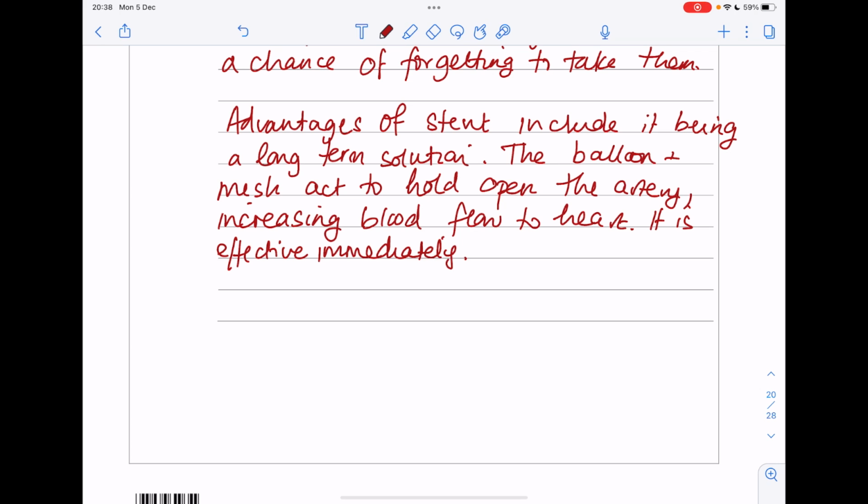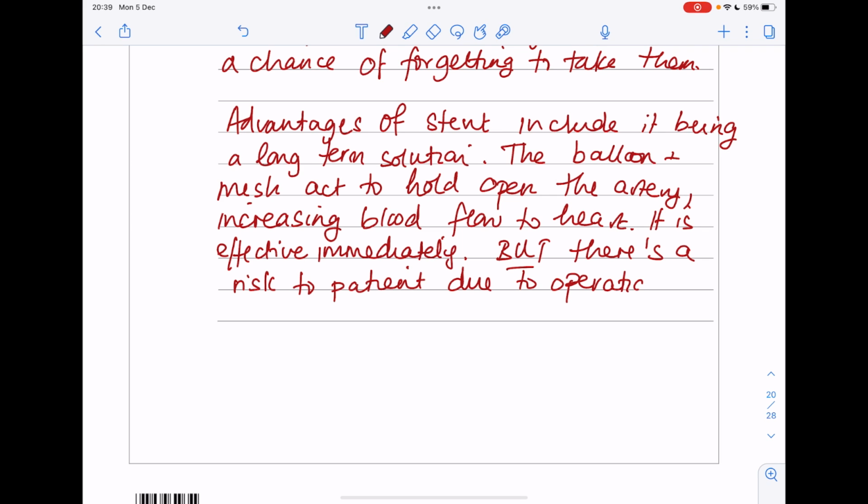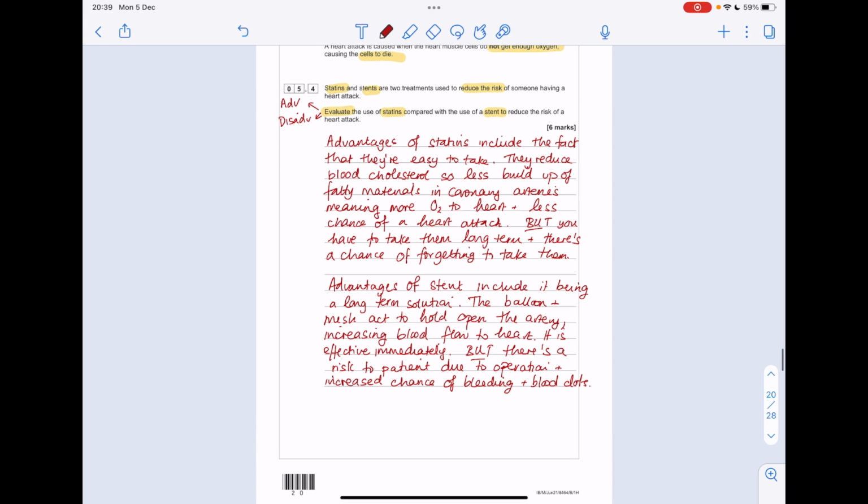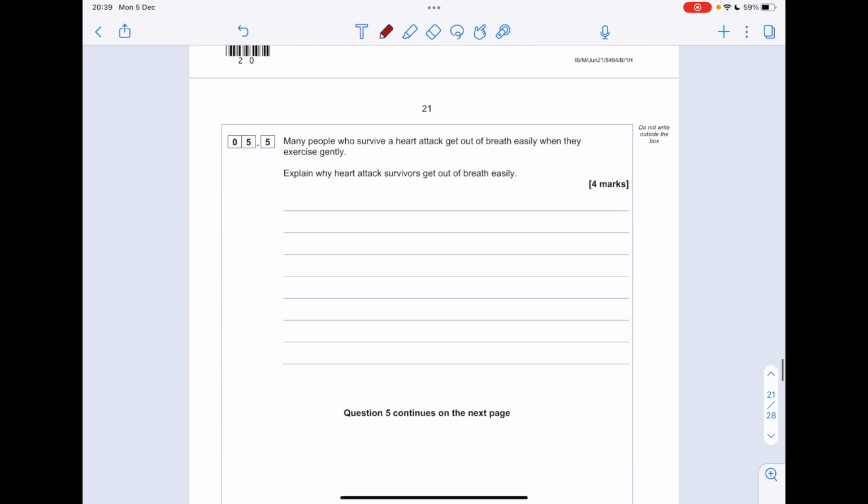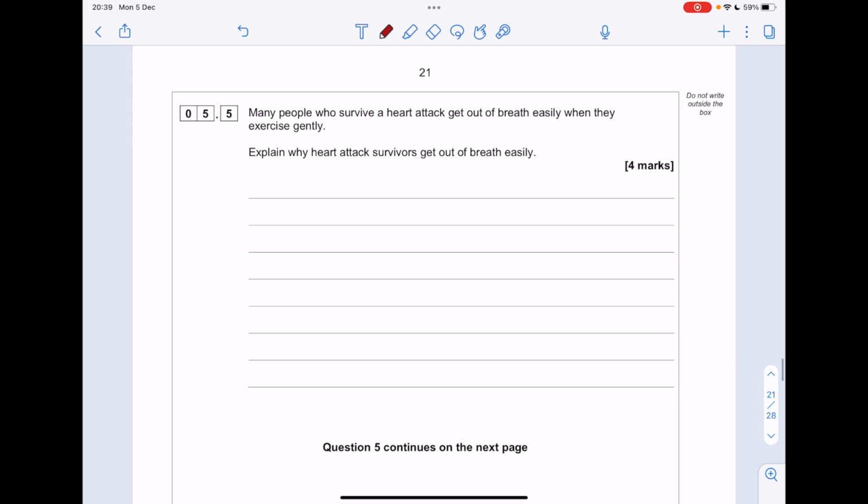But what about the disadvantages? But there's a risk to the patient because obviously you're having open heart surgery. And there's an increased chance of blood clots and hemorrhaging or bleeding. So we have written an extremely full answer here. Pros and cons for both statins and stents.